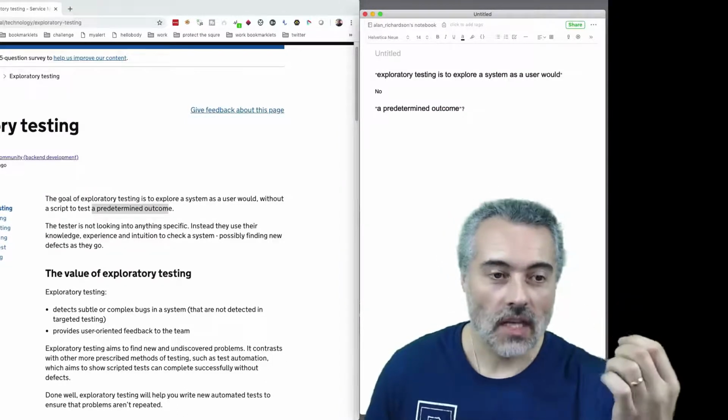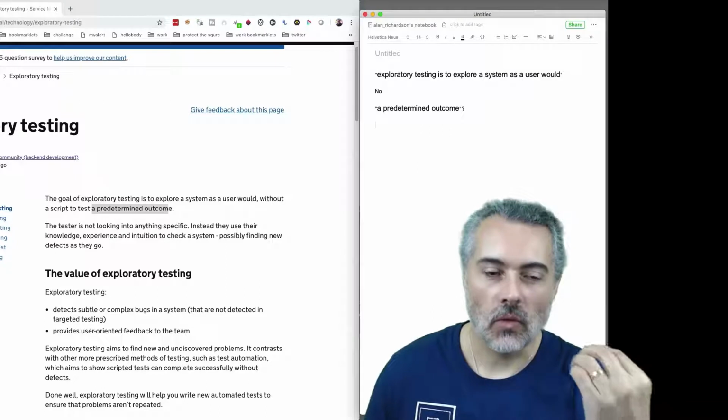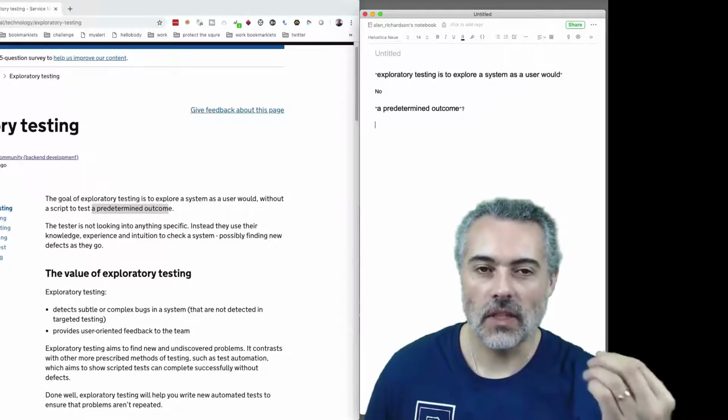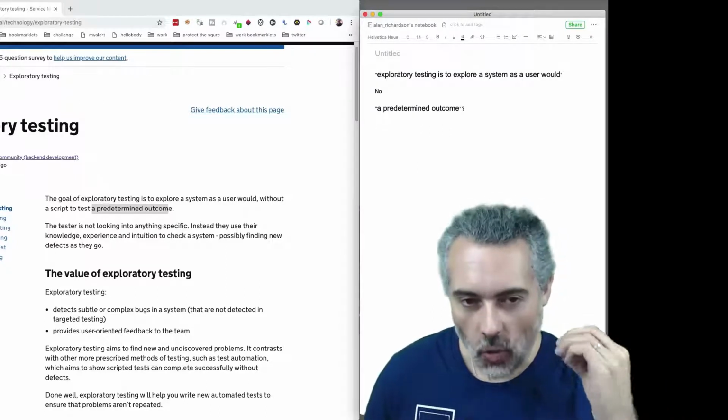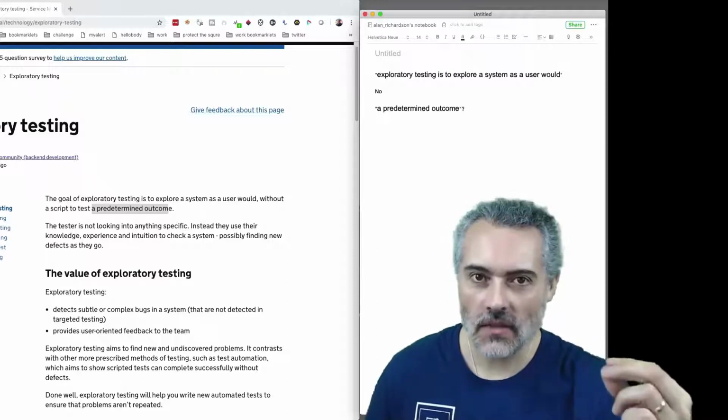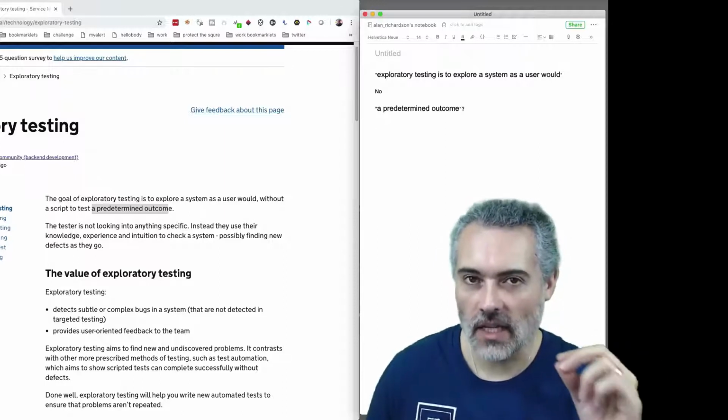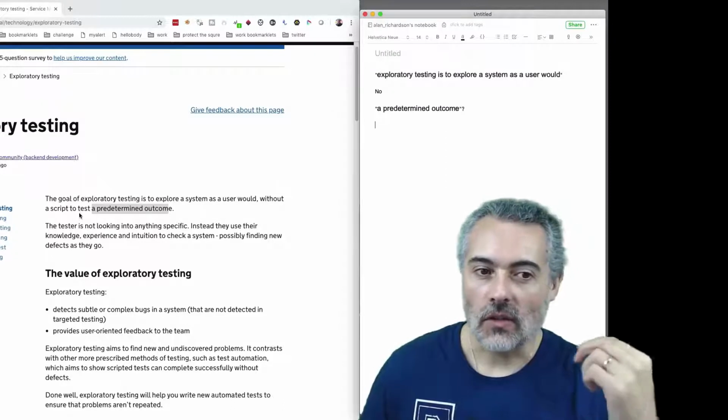Because sometimes I'm testing with a predetermined outcome. I want to make sure that I can log in to this application. I want to make sure that the application gives me an error message when these specific bits of data are put in. I have a predetermined outcome in mind. I'm not necessarily using a script.